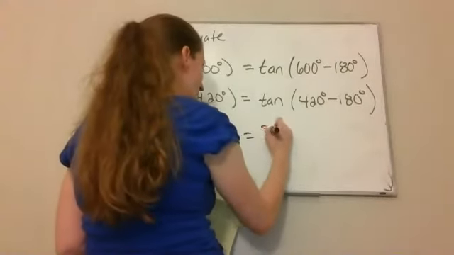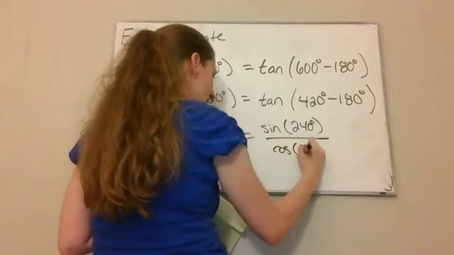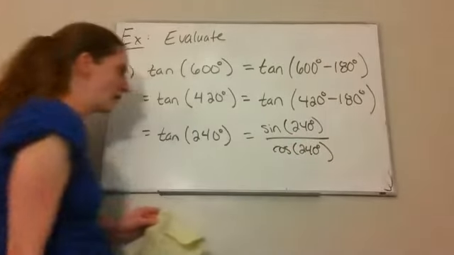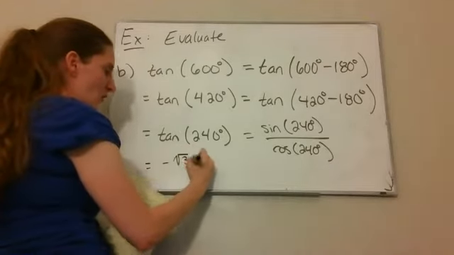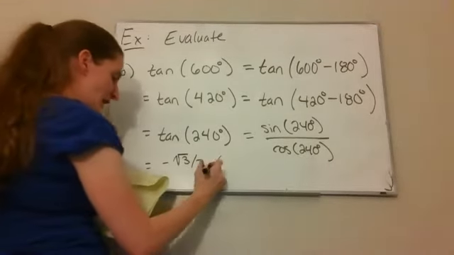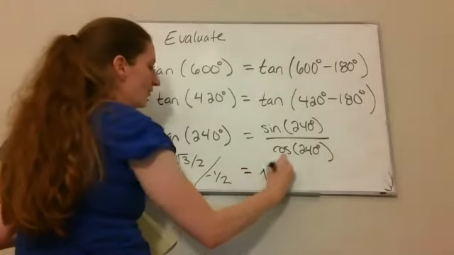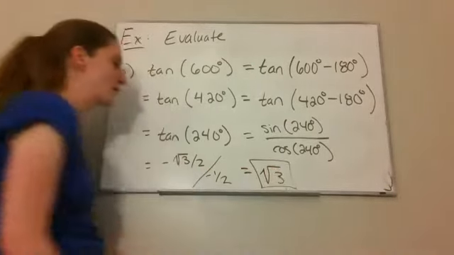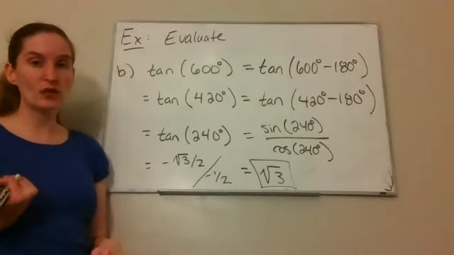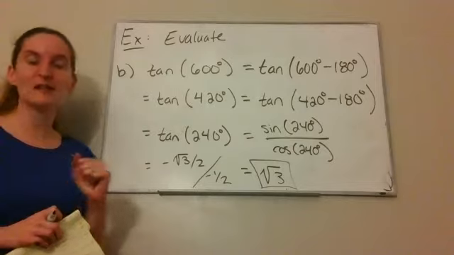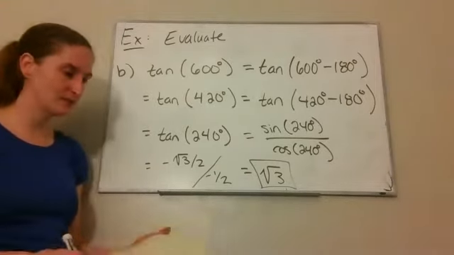So for 240 degrees, I'm just going to have to look at what the sine is and what the cosine is using my unit circle. And I get a negative square root 3 over 2 for my sine and a negative 1/2 for my cosine. And when I simplify that, we get square root of 3. So again, you can use the period of your trig functions by either adding or subtracting that period within the parentheses until you get to a value on your unit circle to make it easier to evaluate.